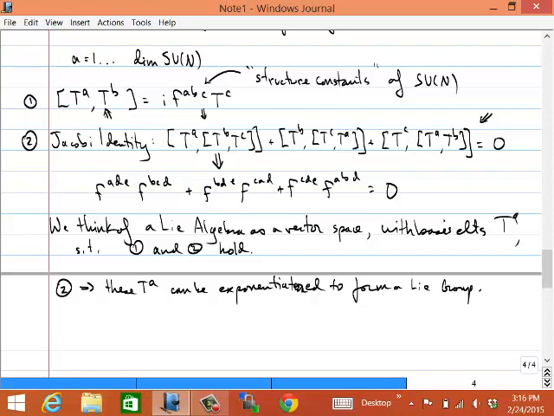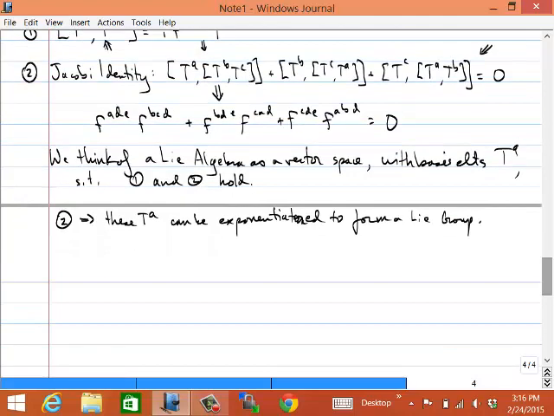Okay, so to get our intuition, let's just think of a few examples of Lie groups. So the simplest example of a Lie group is U(1).